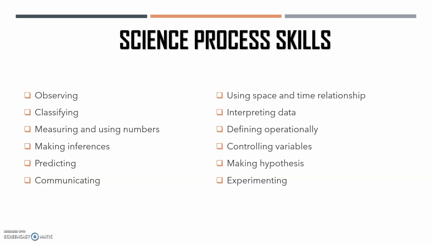Next is making hypotheses, stating the expected outcome of an experiment which may be correct or incorrect. A hypothesis relates the manipulated variable and the responding variable to explain an observation or event. The hypothesis can be tested to determine its validity. For example, making a hypothesis by identifying the manipulated variable and responding variable from a data table.